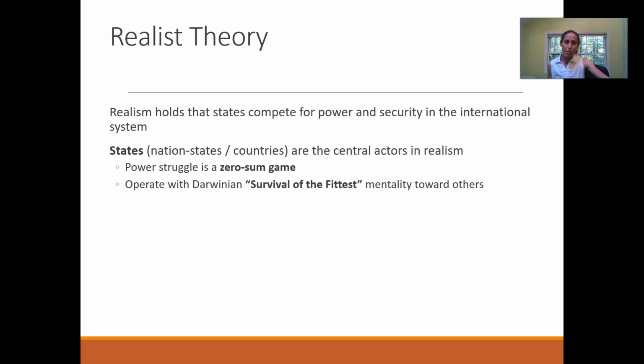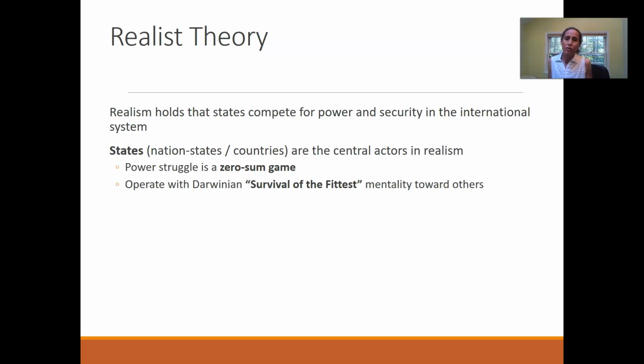Realism mainly sees the world in terms of power and security. And the world, or how countries or units interact with each other, is a power struggle. Nation states are the most important actors for realism. Yes, there are other actors, such as international organizations or multinational corporations, but those are only as strong as nation states or countries let them be.